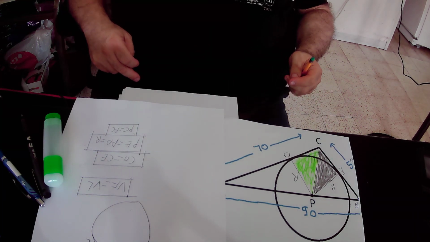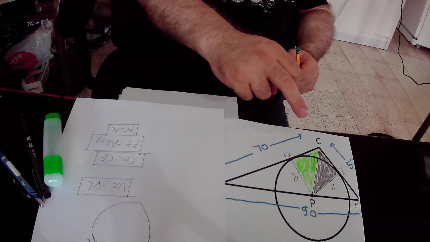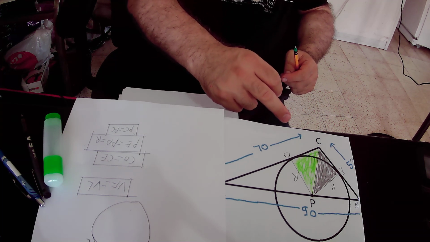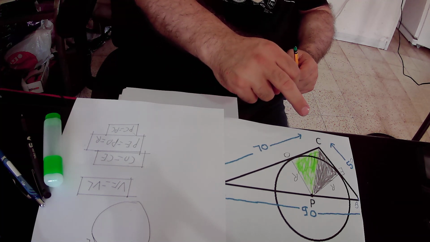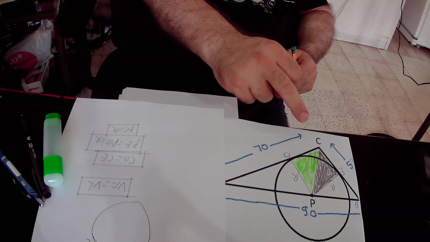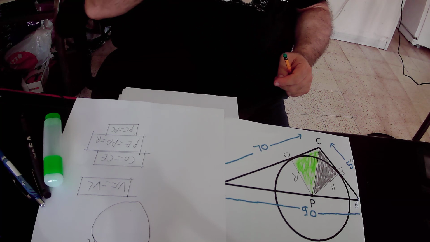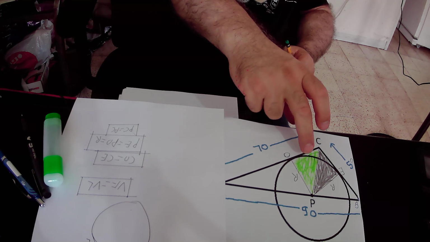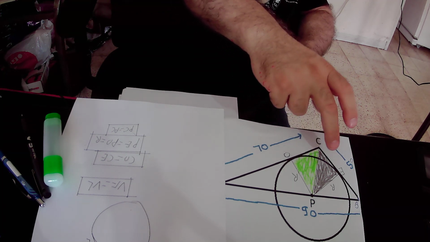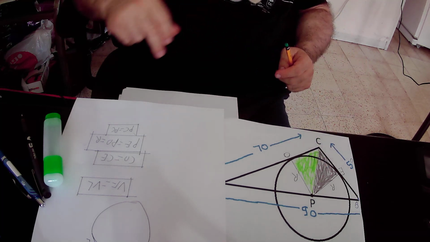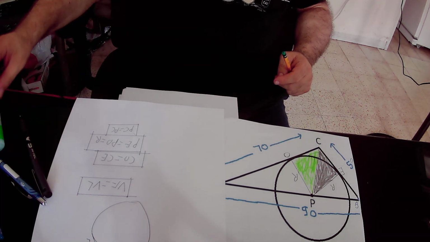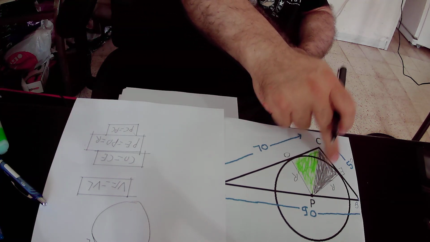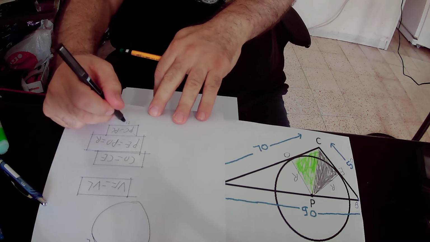Okay, for that reason, side PC or CP is a common side, because it belongs to the green triangle and it also belongs to the black triangle. So we can say that three sides of the green triangle are equal to three sides of the black triangle, and for that reason we can deduce that the green triangle is congruent to the black triangle.